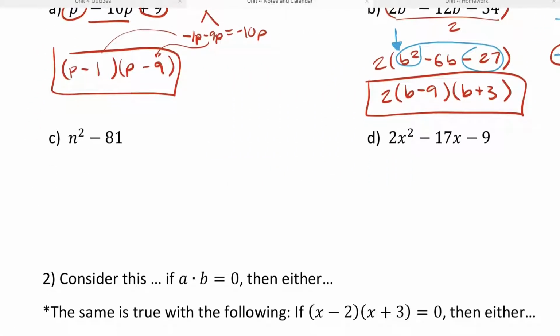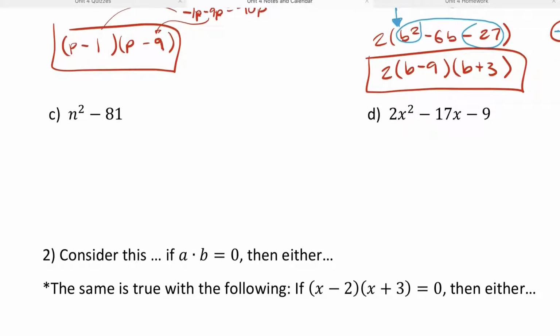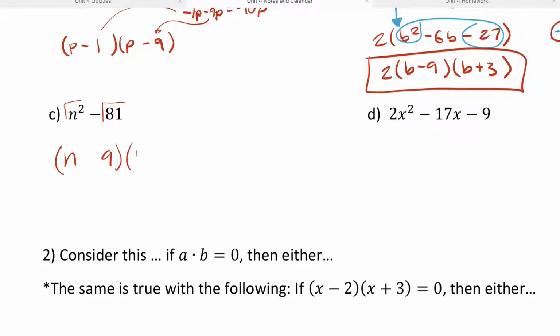Next, you may look at this and say, well, we could do glasses, but probably the easier way is if you realize that this is the difference of squares. Difference meaning we have a subtraction, and these are both perfect squares. So in class, we talked about how we can just take the square root of those two terms. That would give us n and 9. And then our signs are just positive and negative.